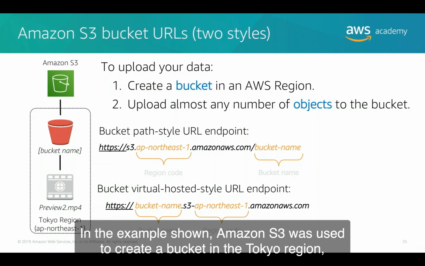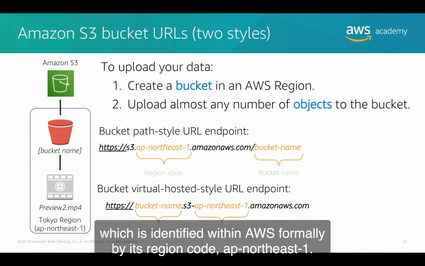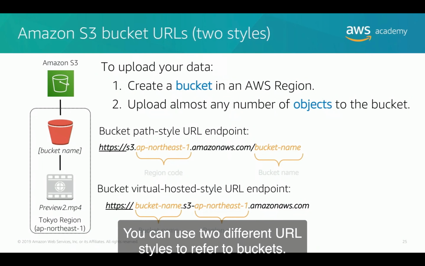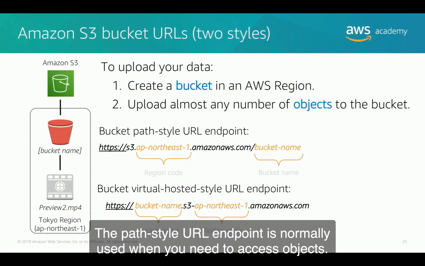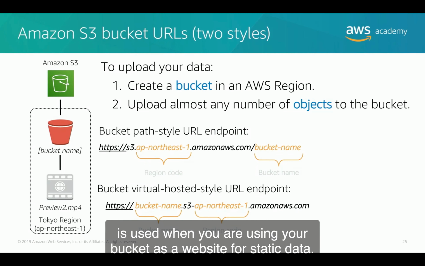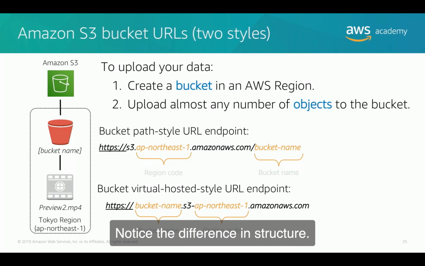In the example shown, Amazon S3 was used to create a bucket in the Tokyo region, which is identified within AWS formally by its region code, AP Northeast 1. The URL for a bucket is structured like the examples. You can use 2 different URL styles to refer to buckets. The path style URL endpoint is normally used when you need to access objects. The virtual hosted style URL endpoint is used when you are using your bucket as a website for static data. Notice the difference in structure.